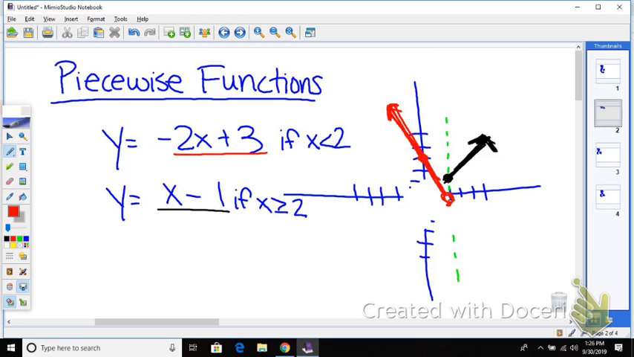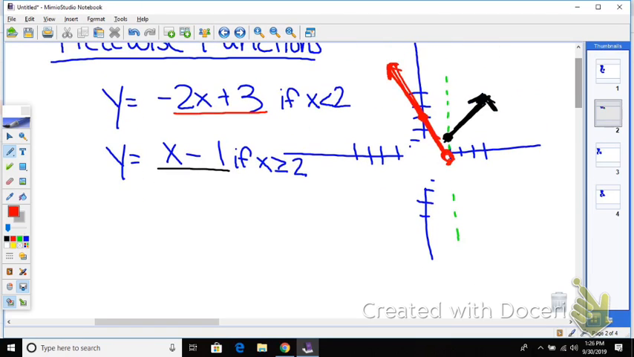And this is a piecewise function. You took 2 pieces of 2 lines and you made one graph, one function. Okay? Got it. Now, this is not what it looks like. Everything we just did is not it. This part, you're going to see it written differently.